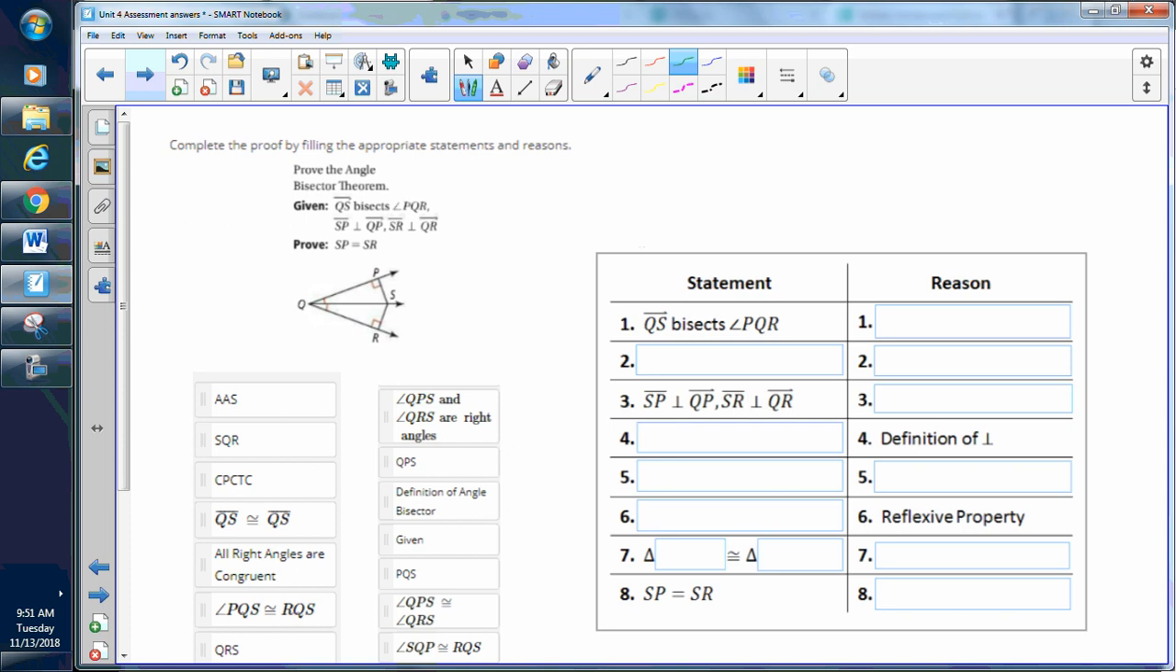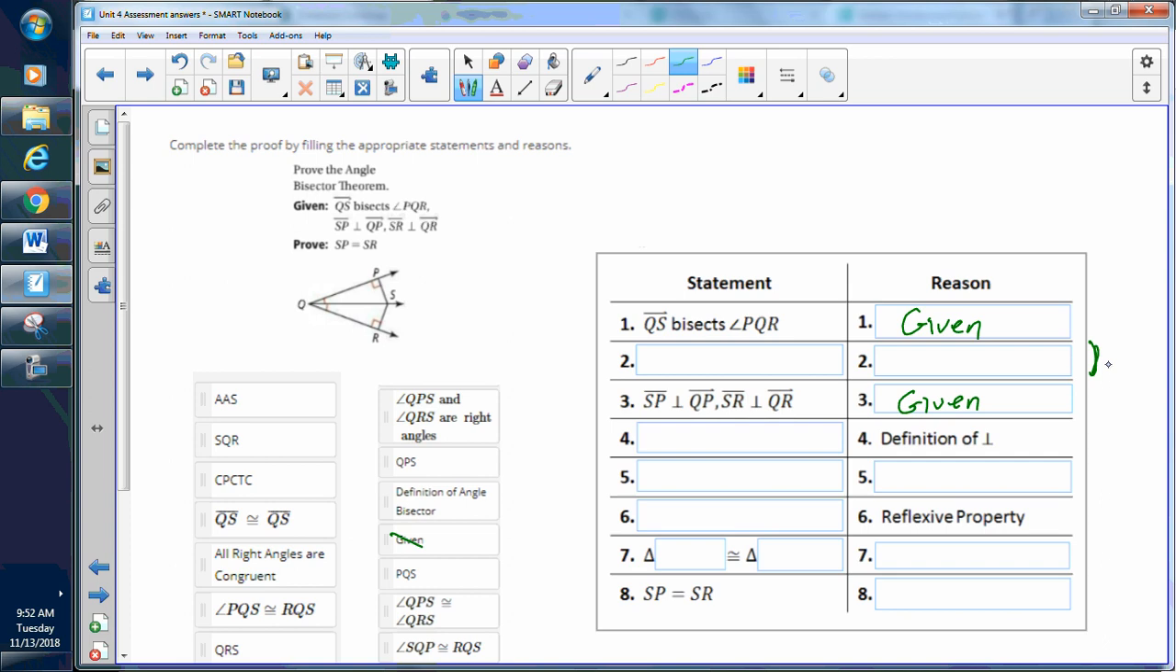All right, in this proof, first I'm going to go through the given. QS bisects PQR. Well, it's right here, so that's given. And the other given is SP is perpendicular to QP. Oh, that's right here. There's our two givens. So our given has been used. Now, since there is a gap between the given, that means that statement number 2 must follow from statement 1.